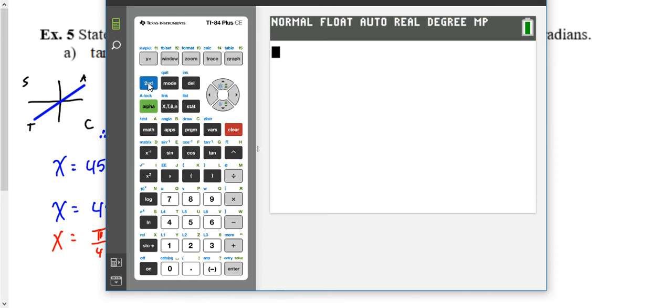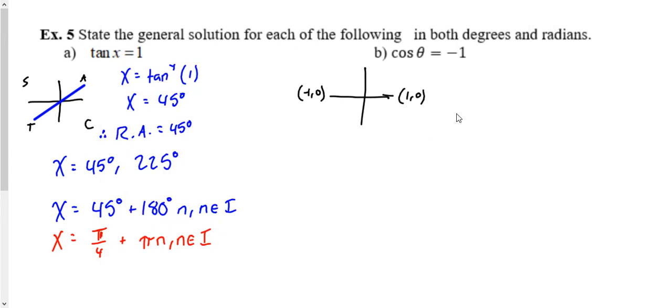And if you weren't too sure, let's go cos inverse of -1. I am in degrees mode, by the way. I get 180 degrees. So here theta is equal to cos inverse of -1. Theta equals 180 degrees. That's our only answer. So I am going to highlight that there so that you see that's where we are looking.